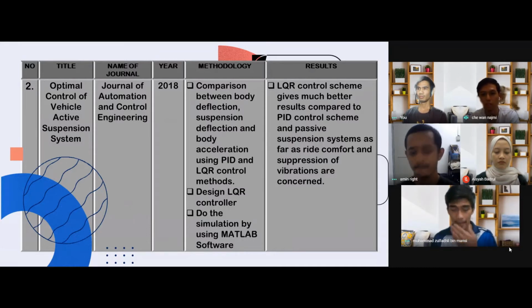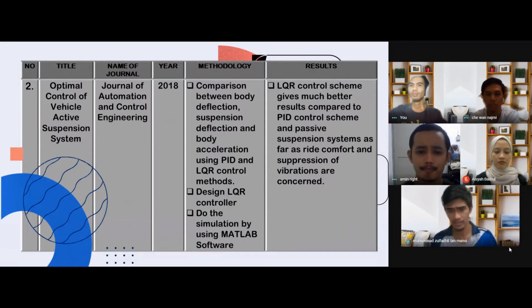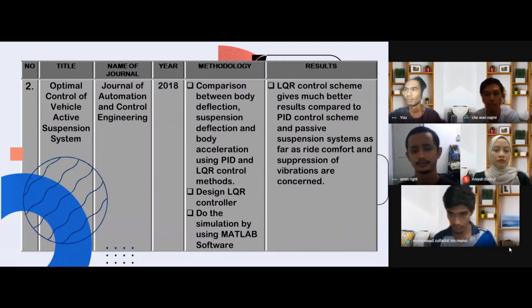The result of the methodology is that the LQR control scheme gives much better results compared to the PID control scheme and the passive suspension system, as far as ride comfort and suppression of vibration are concerned. Okay, next.